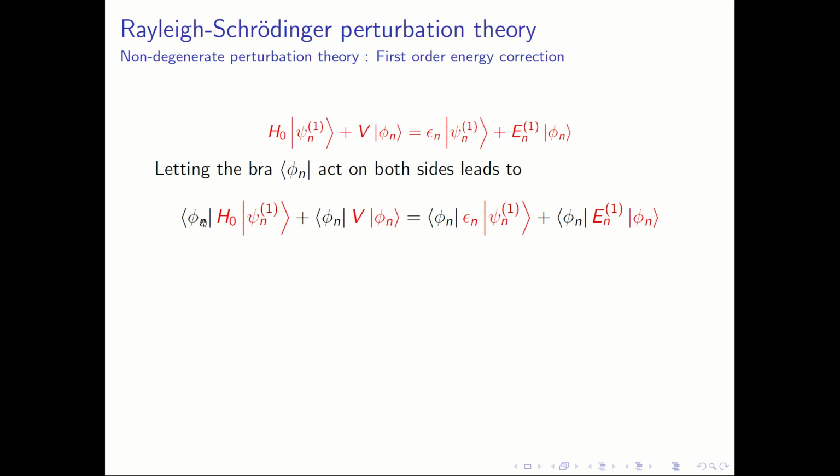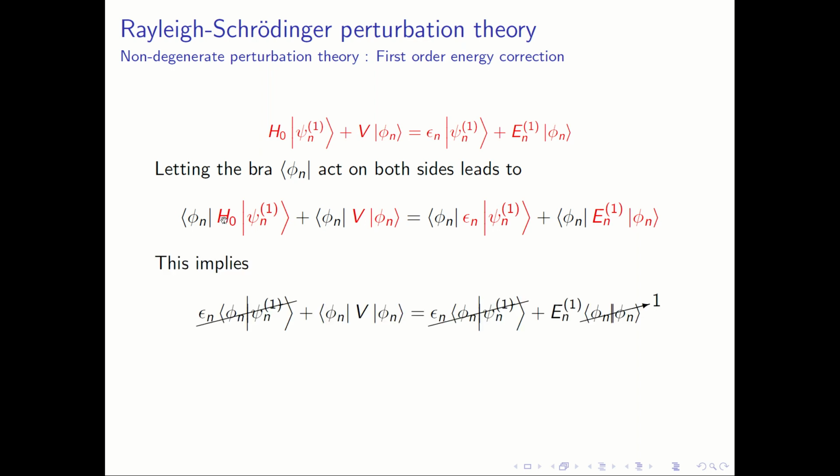Now remember, the ket φn is an eigenket of H0, and since H0 is Hermitian, bra φn acted upon by H0 is the same as the adjoint of H0 acting on ket φn, and since epsilon n, the eigenvalue, has to be real for a Hermitian operator, you end up with this term being epsilon n ⟨φn|ψn1⟩. Actually, the first term on the right hand side is also exactly the same, so they cancel. We are left with ⟨φn|V|φn⟩, and here of course En1 is just a number, it comes out, and this overlap ⟨φn|φn⟩ is just 1.